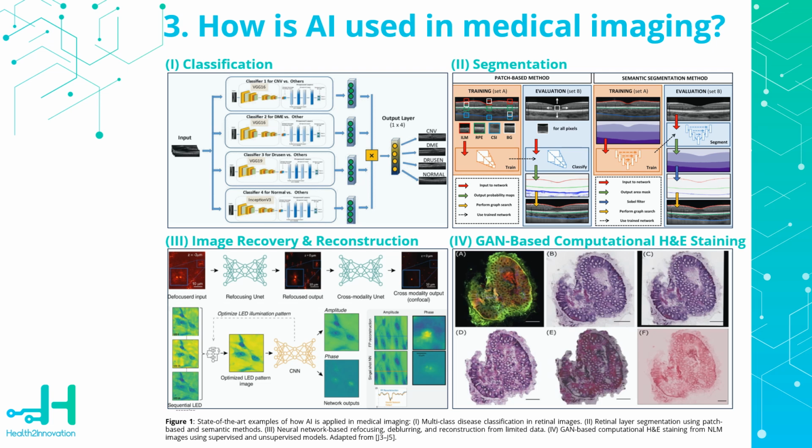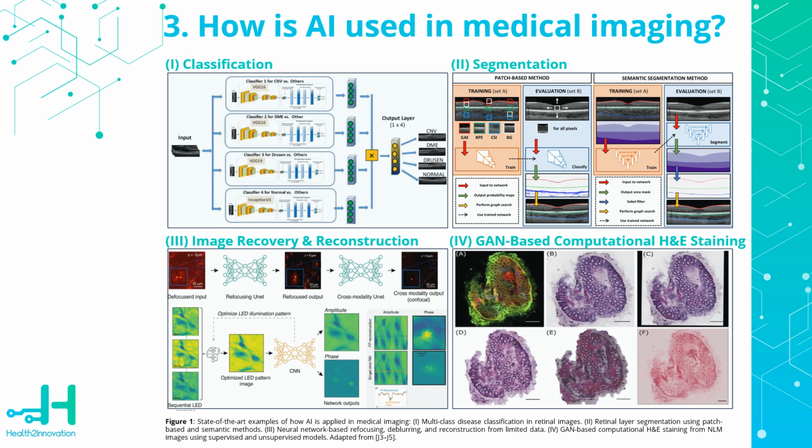Next is image recovery and reconstruction. AI models, especially convolutional neural networks and UNets, are used to refocus defocused images, remove blur, and even reconstruct data from limited inputs. These neural networks can be trained to optimize LED illumination patterns or perform cross-modality recovery, enabling accurate reconstruction even from noisy or incomplete images.